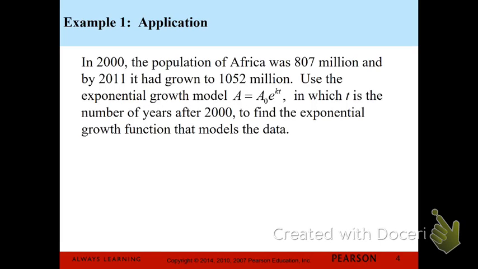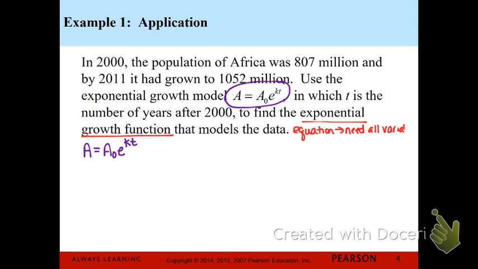Okay, so now that we read through that example, we know that we're going to use this equation right here. I forgot to ask earlier, though, what is E? It's a number, right? So it's a number, so that's why we don't have to worry about it in our variables. Now, what are we after? The exponential growth function, so we're looking for the equation. In order to find the equation, we need to find all the variables.